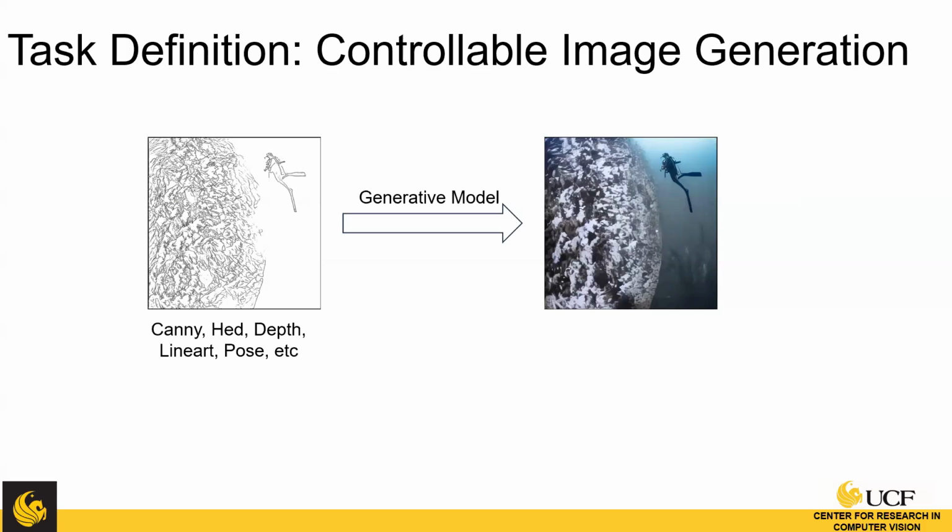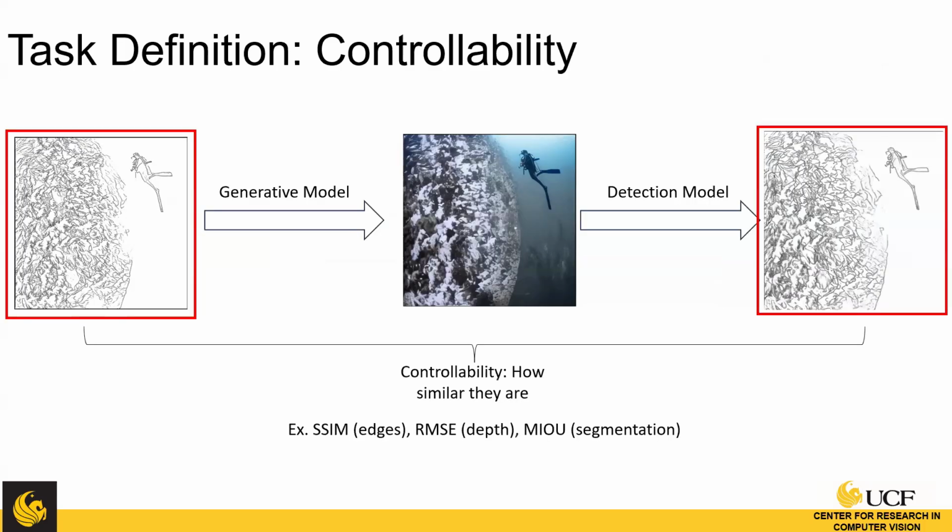How we evaluate the controllability of the generative model is that we compare the similarity between the input condition and the condition detected from the generated image. We use metrics such as SSIM, RMSE, or mIoU for that.